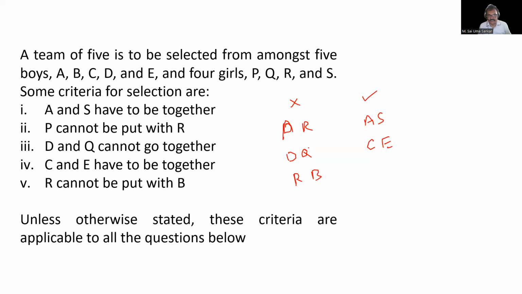Here totally 5 conditions are there: 3 cannot and 2 can. What are the can? A and S have to be together, and C and E have to be together. And what about the cannot? P and R cannot go with each other, D and Q cannot go with each other, R and B cannot go with each other. Now, for a team of 5 we require 5 members, among 5 boys and 4 girls. This is the data. Now we need to select 5 members based on some conditions. What are the conditions? Purely based on the questions only.